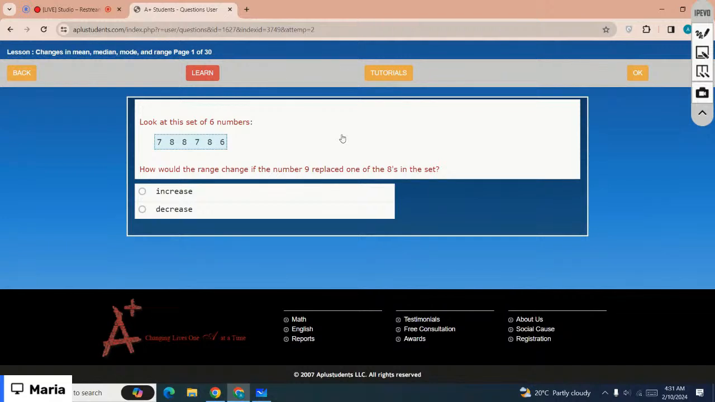So if you replace an 8 with 9, right? Then the greatest number is 9, and 9 minus the least number 6 is 3. That means the range is increased, right? It is increased.